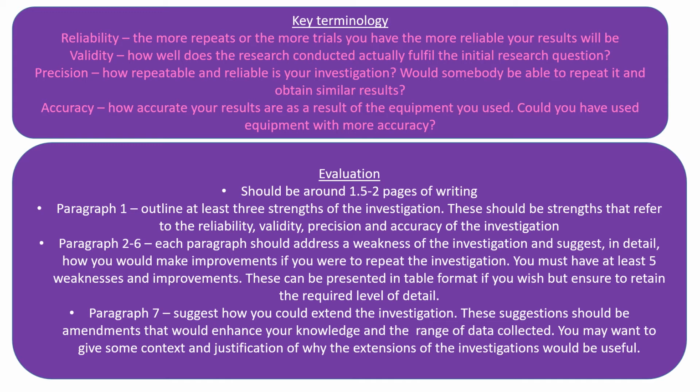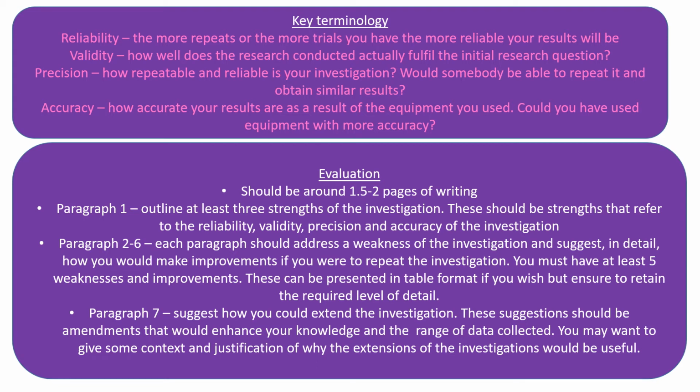First paragraph, 3 strengths that refer to reliability, validity, precision, and accuracy. Now, paragraphs 2 to 6, each paragraph will address a weakness of the investigation. And then you will suggest in as much detail as possible how you would improve the investigation in order to eliminate this weakness. You need to make sure that you have at least 5 weaknesses and improvements.